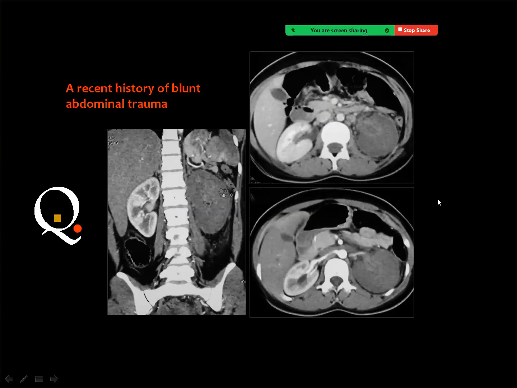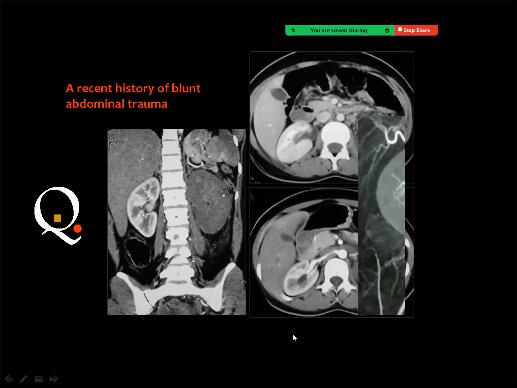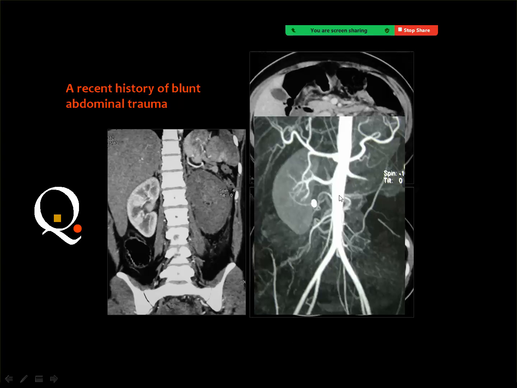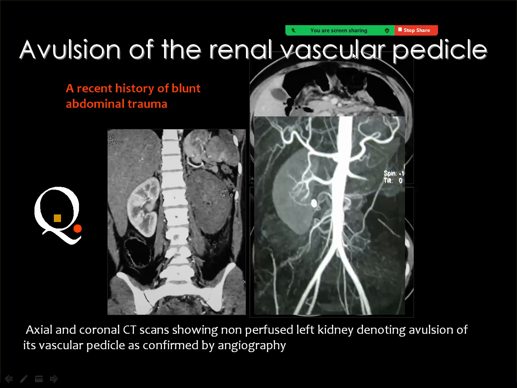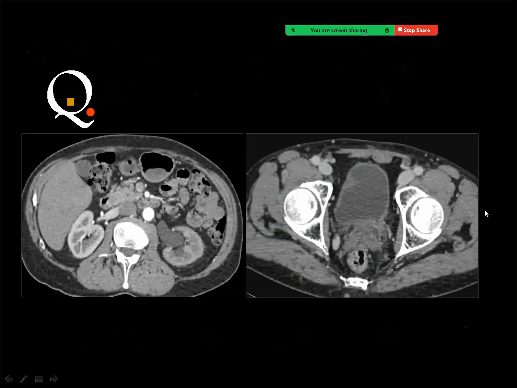Actually, whenever there is an abdominal trauma and you got a kidney that is enhanced and another one that is not excreting contrast material, then you are dealing with avulsion of the renal vascular pedicle. There is no blood supply coming to this kidney, and this was confirmed by angiography. You see that the renal artery has been interrupted in this area, diagnostic of avulsion of the renal vascular pedicle.